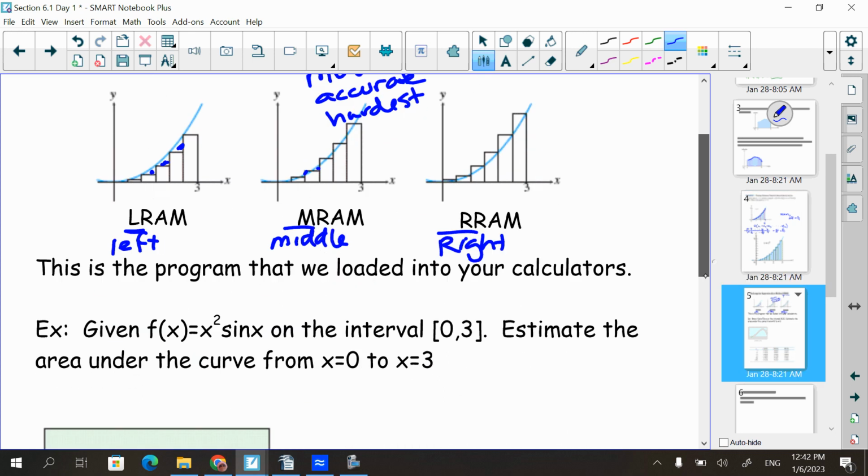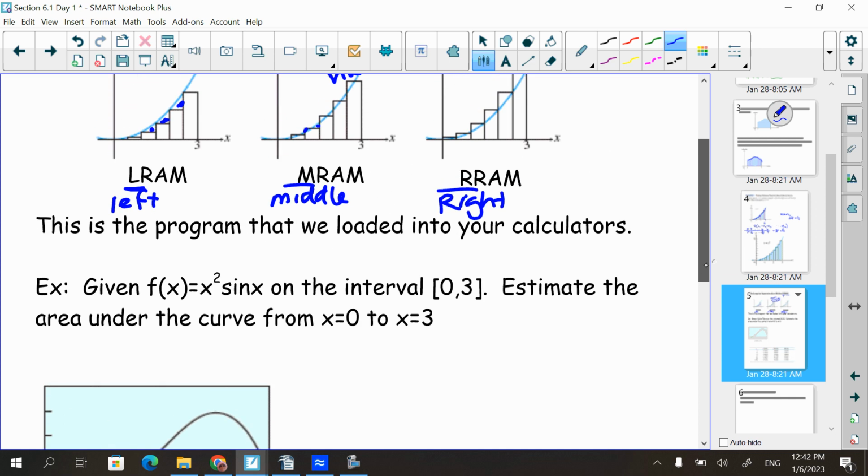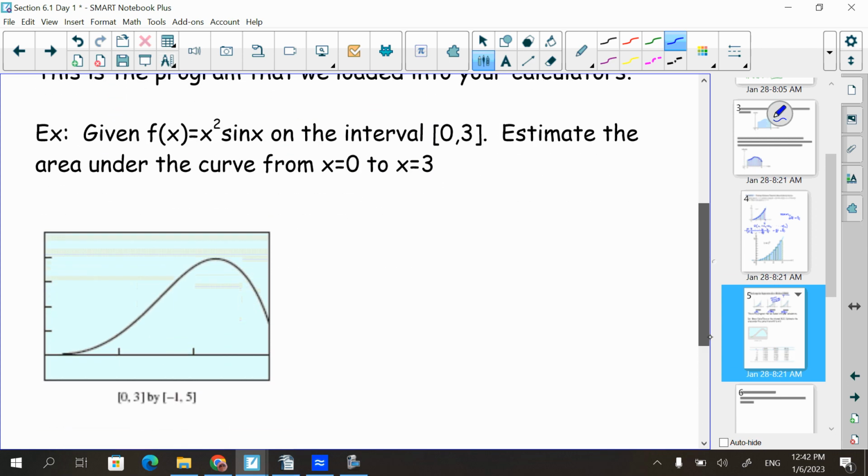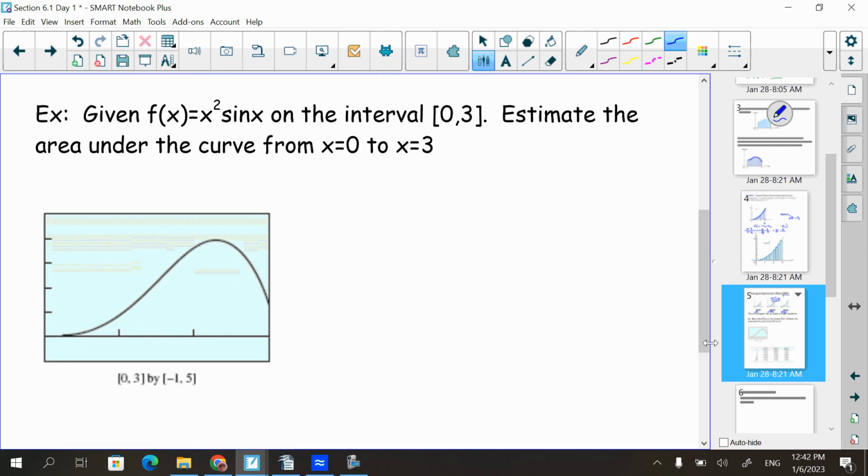So, here's another problem, which quite honestly, AP is not going to give you this one to do on the test. The reason is it's a calculator problem, and they're not going to give you a calculator problem, but I'm going to use it to show you something else. They have this where it's given that this is the graph of x squared sine x on the interval from 0 to 3. Estimate the area under the curve from 0 to 3.